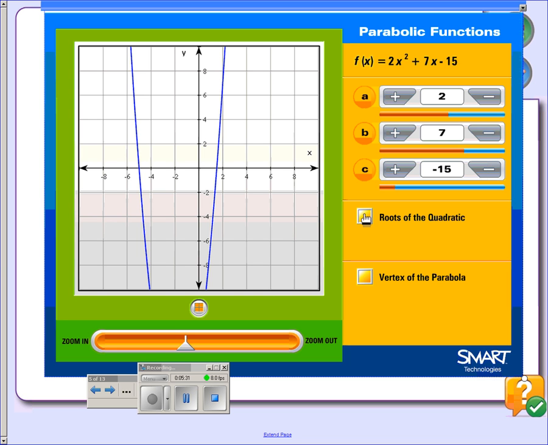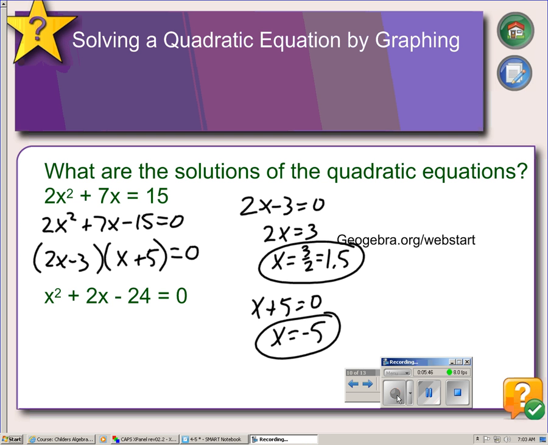The roots of the equation are where it crosses the x-axis, and we get one root at 1.5 and the other one at -5, which is exactly what we got by factoring. And here are our factored solutions.